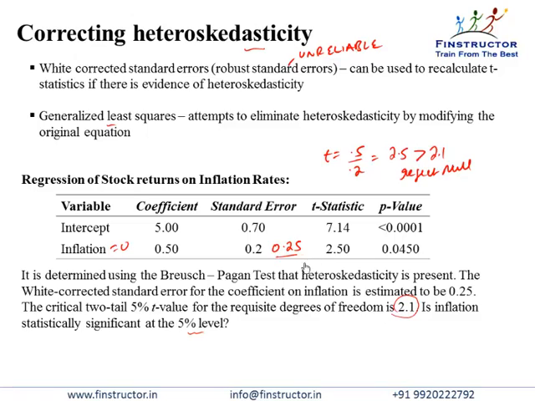However, if we use the White-corrected standard errors, that is, we use the number of 0.25, then the t-statistic comes out to be 0.5 upon 0.25, that is 2 units. 2 is less than the critical value of 2.1, hence now we cannot reject the null, and we conclude that the inflation is not statistically different from 0 at the 95% level of significance. So we were incorrectly rejecting a true null hypothesis earlier, because of the wrong standard error, committing a type 1 error.